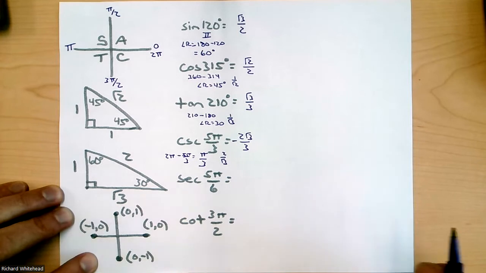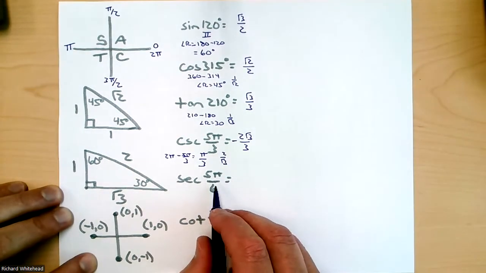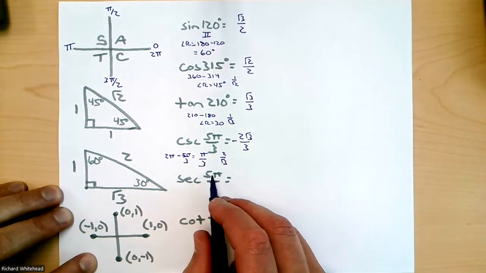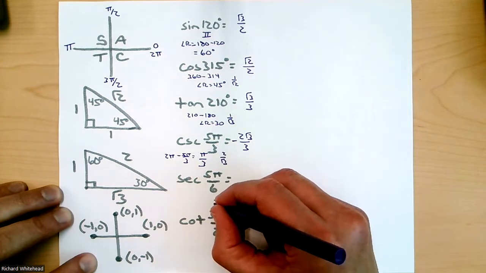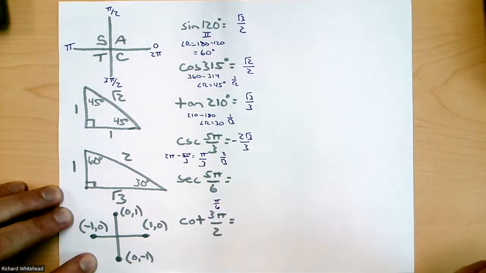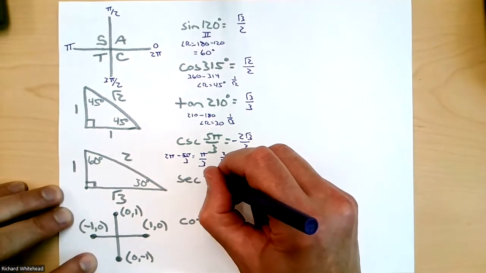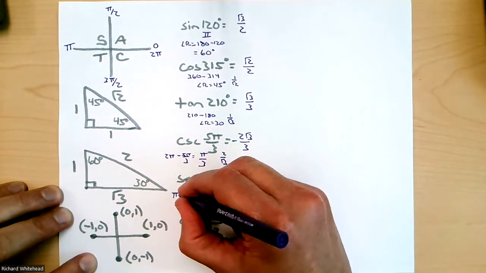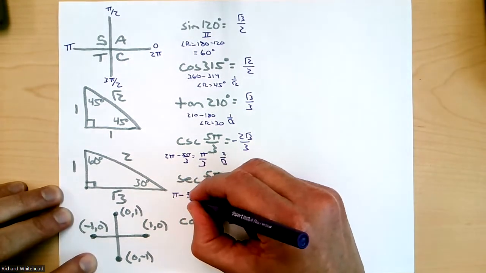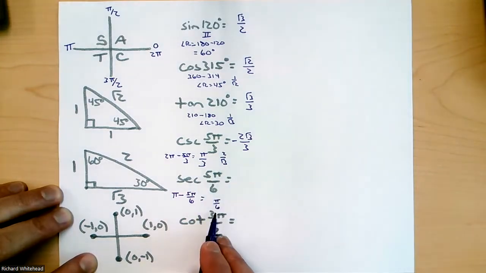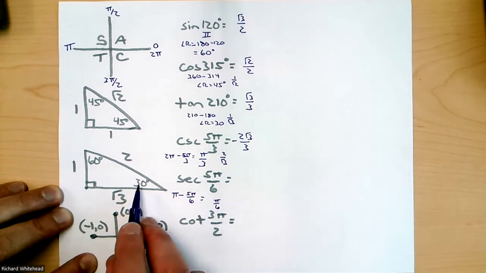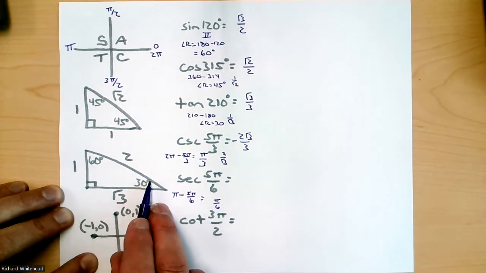5 pi over 6. Well, here's another shortcut. Anything pi over 6, as long as it's a reduced fraction, the reference is always pi over 6. If you wanted to prove it to yourself, you'd say, okay, second quadrant. So pi minus 5 pi over 6. Oh, what do you know? That does equal pi over 6. So my reference is pi over 6, which conveniently, that's 30 degrees. Pi over 6 goes with 30.